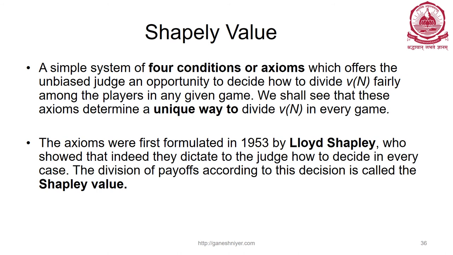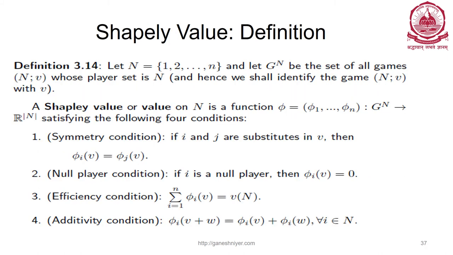There is an important concept by Shapley, a scientist in game theory, who came up with 4 conditions or axioms which offers an unbiased judgment of how to divide V of N fairly among players. It was formulated back in 1953 by Professor Lloyd Shapley. The 4 conditions are: symmetry condition, if I and J are substitutes, then the worth for both of them should be same. If I is a null player, then worth for I should be 0.